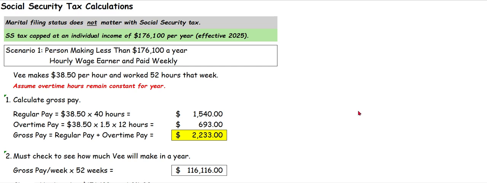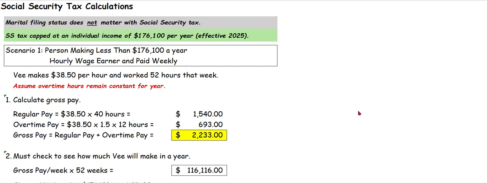Scenario 1. The person is making less than $176,100 a year. They are an hourly wage earner and paid weekly. V makes $38.50 per hour and worked 52 hours that week. We'll assume overtime hours remain constant for the year.